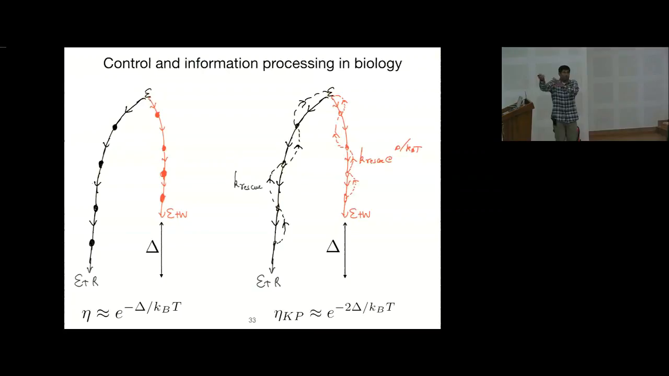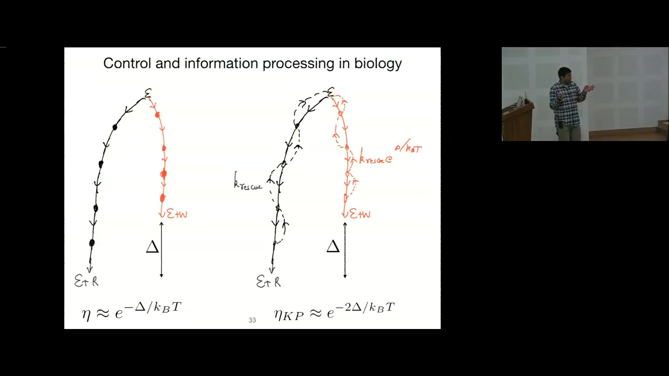And now you can ask me how does this discrimination happen? I'll come to that in a second. But if you do indeed postulate that this happens, and if you were to write down for this picture the simplest set of mass balance like equations, or master equations, and if you were to solve for the error probabilities, you'll actually see that the error rate in this process is called proofreading.